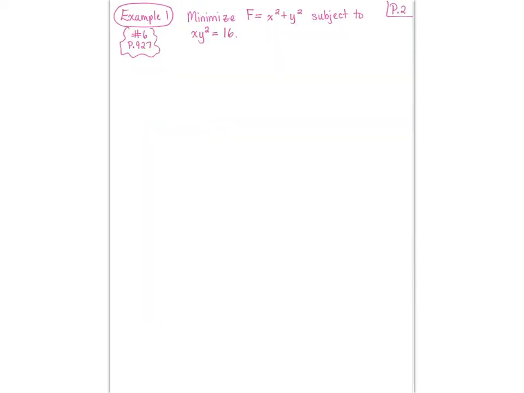Okay? So let's jump right in. We want to minimize f equals x squared plus y squared, subject to the equation xy squared equals 16. Note that xy squared equals 16 is what is called a constraint equation.